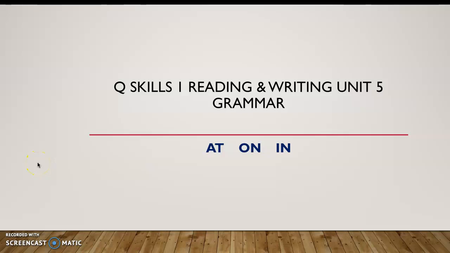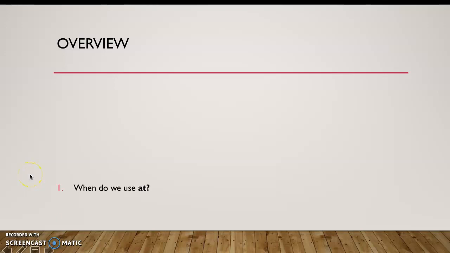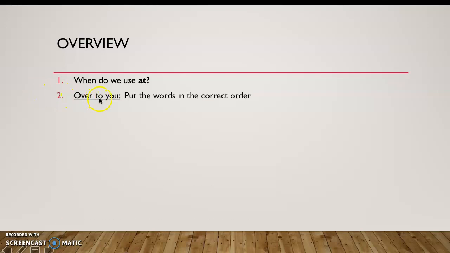Hello, today we're going to look at Q Skills 1, Reading and Writing, Unit 5 and the grammar. We're going to learn how to use at, on and in. These are very confusing sometimes, and this is what we're going to do. We're going to look at when do we use at, and then I'm going to ask you to practice. Over to you means practice, and put the words in the correct order.